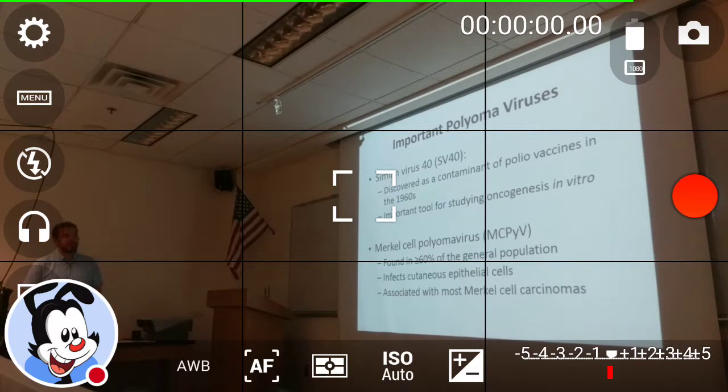So I think we talked about that last week, where SV40, which is a virus that's really good at causing cancer in monkeys, was discovered as a contaminant of polio vaccines back in the 60s. And so we literally injected thousands, if not hundreds of thousands of people with a virus that was known to cause cancer. That was discovered to cause cancer afterwards, but it seems to be unable to cause disease in humans, which is obviously a good thing. And then a couple years ago, they discovered Merkel cell polyomavirus.